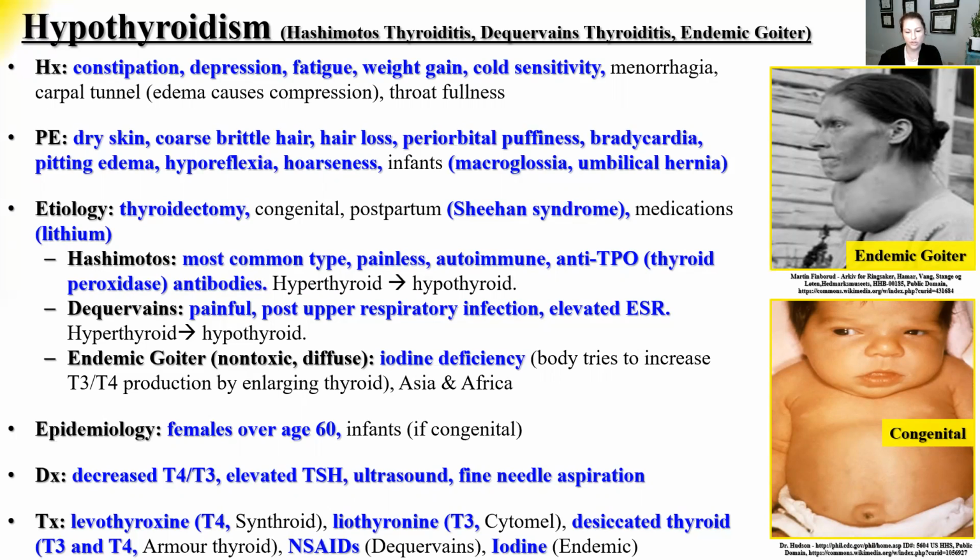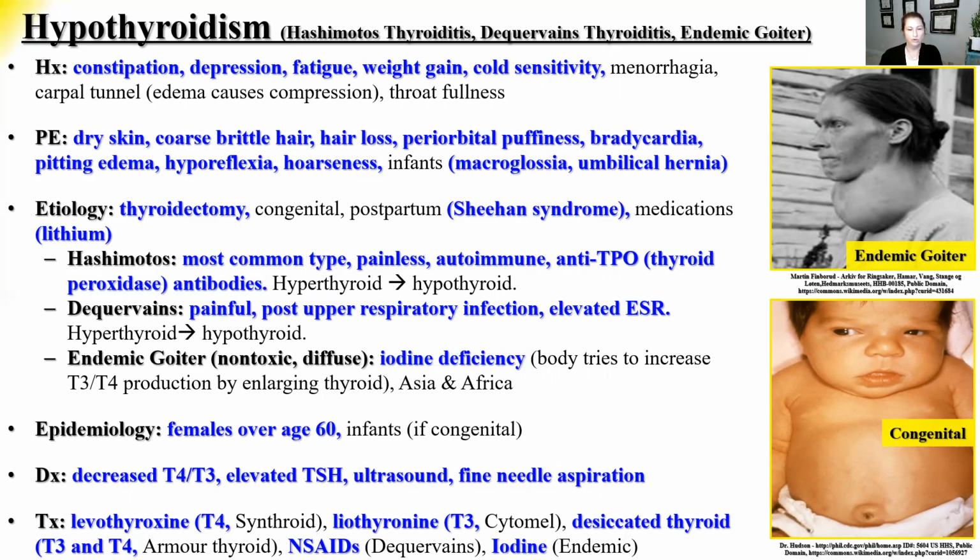And then in infants, look at this bottom picture here. This is an example of congenital hypothyroidism. They get macroglossia, enlarged tongue, and an umbilical hernia. So causes of hypothyroidism, well, this makes sense. If you take it out, you develop hypothyroidism. It can be congenital, as we saw in that baby there. It can be postpartum in that Sheehan syndrome that we talked about on our second objective slide. And then medications like lithium can knock out the thyroid gland as well.